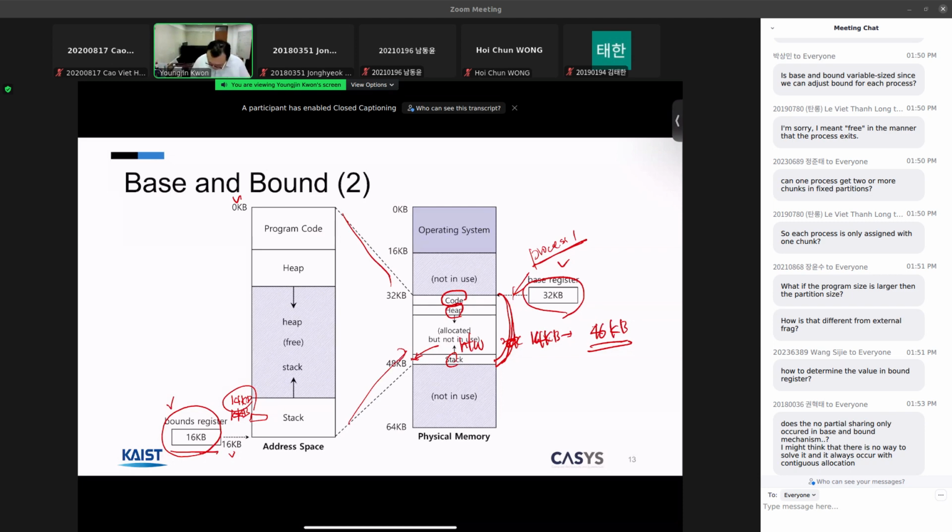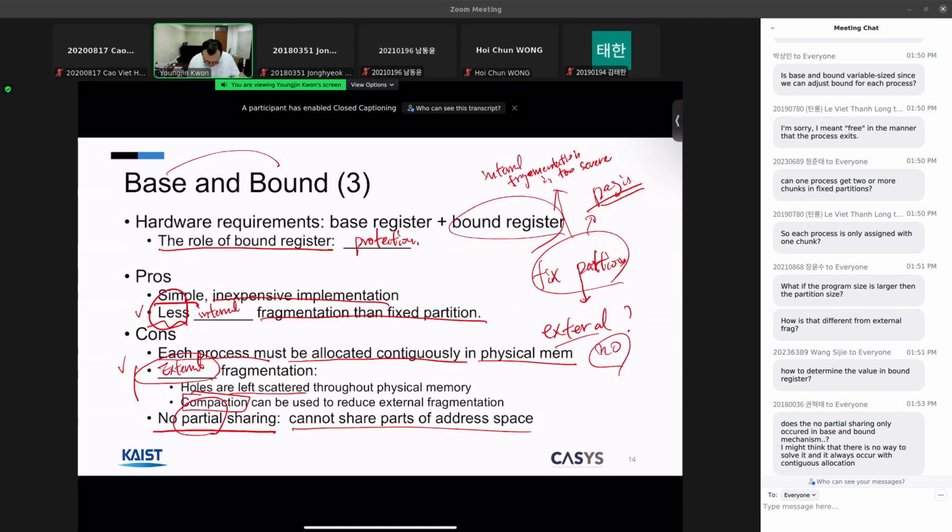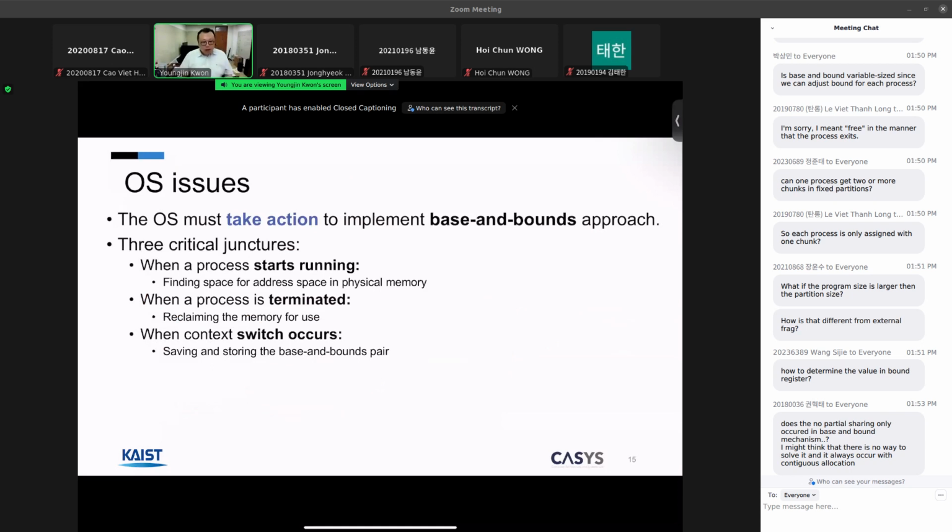All right. So we talked about making the physical memory mapping for variable size by adding a new bound register, but it still has internal fragmentation and no code sharing. So the idea of the next mechanism is using this one.